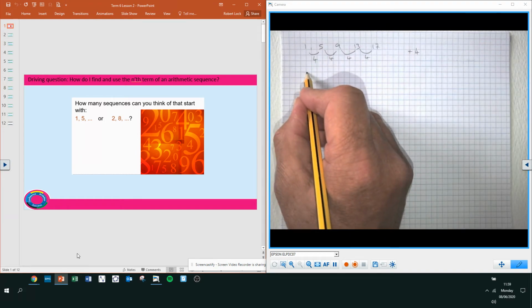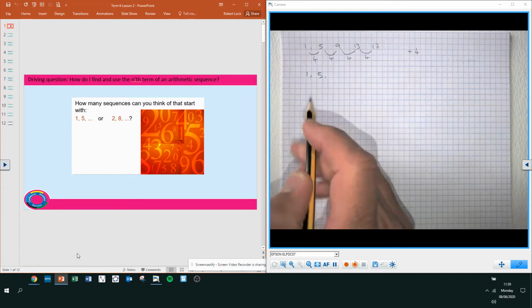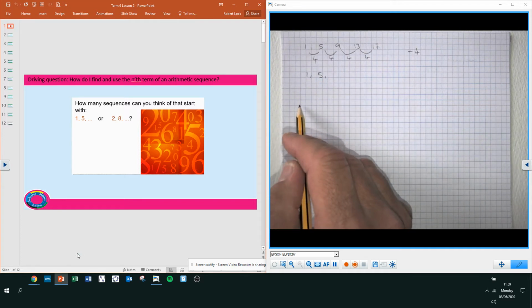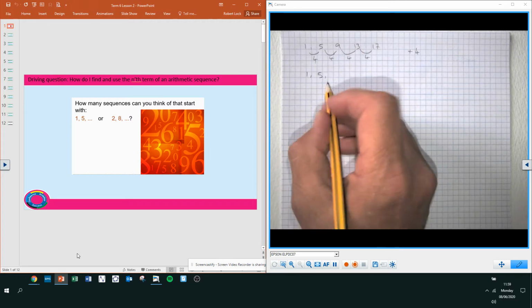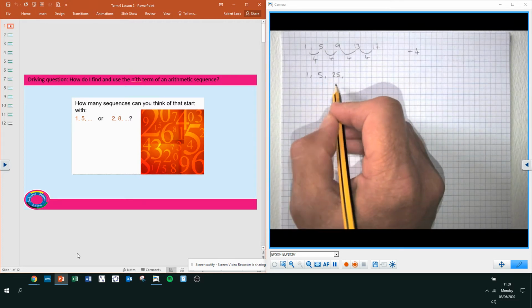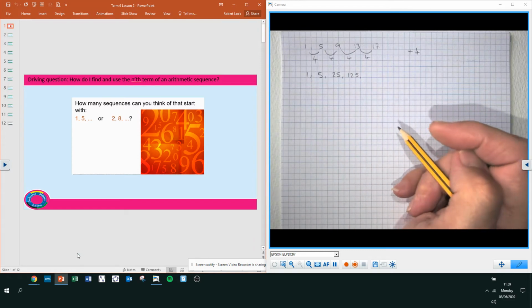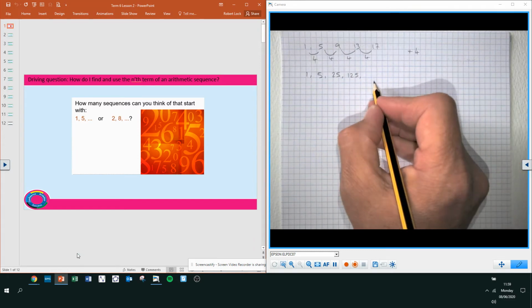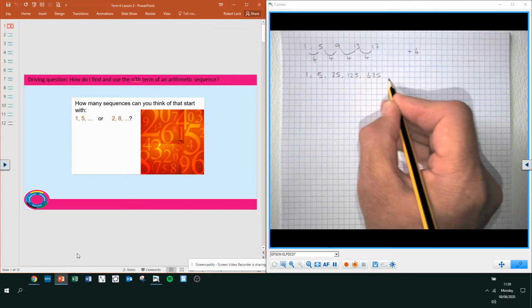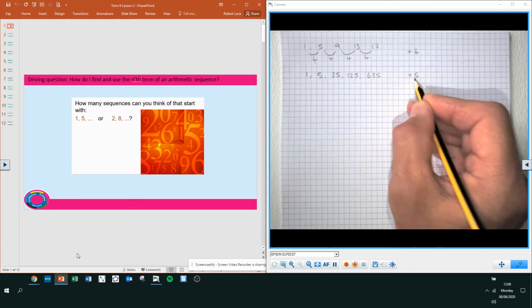For some of us, we may have thought of 5 times 1 is 5. 5 times 5 is 25. 5 times 25 is 125. And 5 times 125 is 625. So all we've done here is times it by 5.